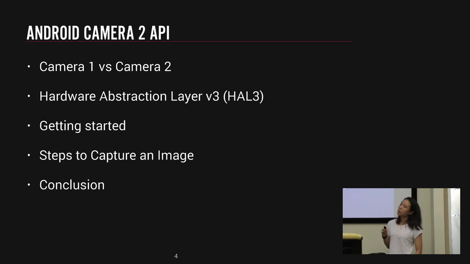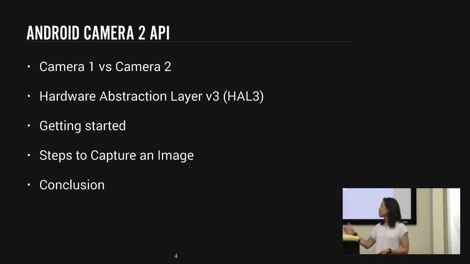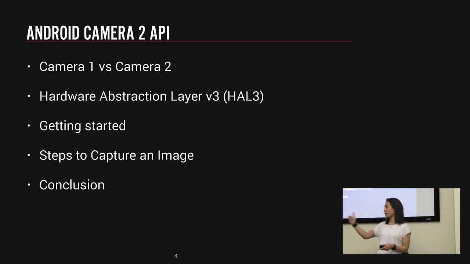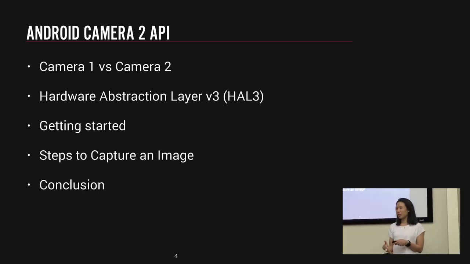I want to take you through a quick comparison of Camera 1 and Camera 2 and talk about the distinct differences between the two APIs. I'm going to talk about the underlying changes in what is known as the hardware abstraction layer, which is basically the foundation for the new API. And we're going to talk about how you actually get started building an application with the new API. I'm going to run you through, at a very high level, the steps to actually capture an image. Even though that sounds like not a big deal, it has actually become a really big deal. And then hopefully, if I don't keep you here too long, we'll wrap things up and have time for a few questions before the awesome raffle.